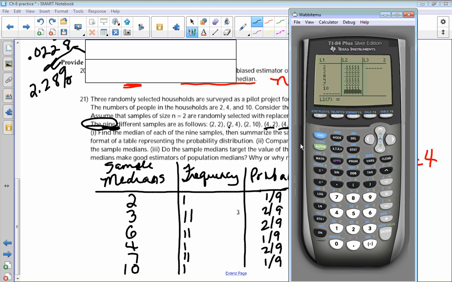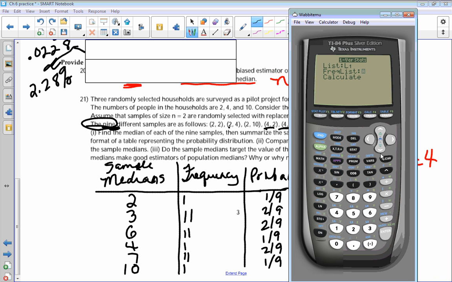Once I have my data in, I'm going to quit. How about if we just clear the screen here and make it less messy? Let's go back to stat. Let's go to calculate this time, and I want the one variable stats. Again, my list is L1. Those of you with the other operating system, as a reminder, once you get one variable stats, you have just a blank, it's all it says.